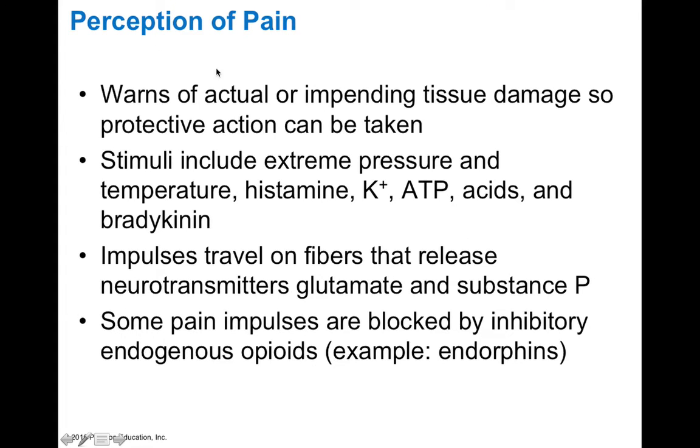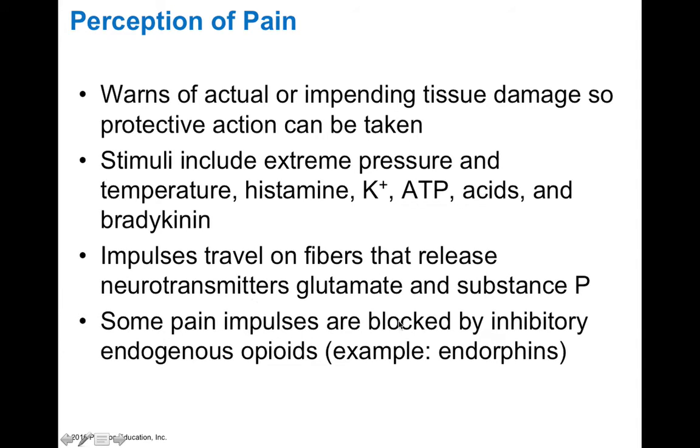Now, in terms of pain, it serves an important purpose because it warns our body of impending tissue damage, and that way we can protect our tissues. So stimuli for pain include different things like extreme pressure, temperature, histamine, which is an inflammatory molecule, potassium, ATP, and acid, which are all released during tissue damage, as well as bradykinin, which is also an inflammatory molecule. Now, impulses travel on nerve fibers that release neurotransmitters like glutamate and substance P. So we think about these as being the neurotransmitters of pain.